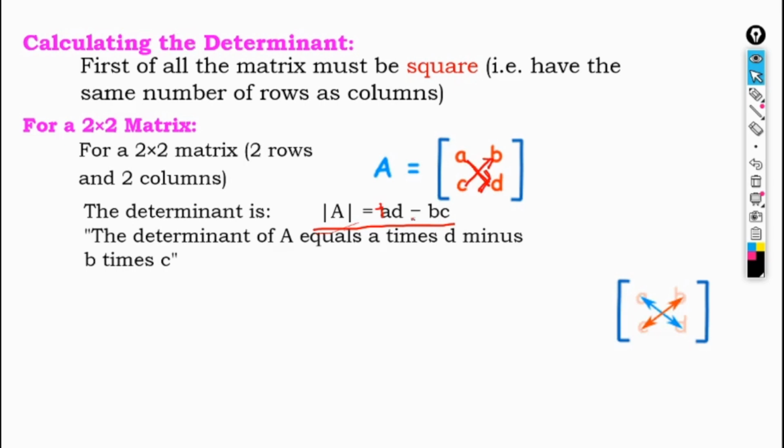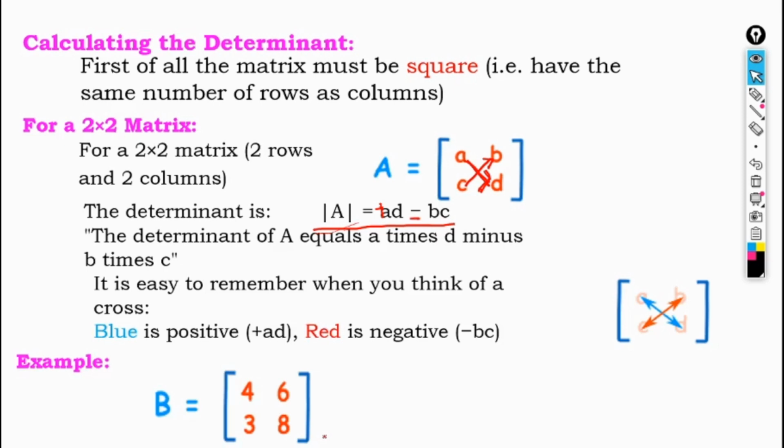Now if you take this example again, B is the matrix 4, 6, 3, 8. Then the determinant of B is 4 into 8 minus 3 into 6, or 6 into 3. That is 32 minus 18, which equals 14.